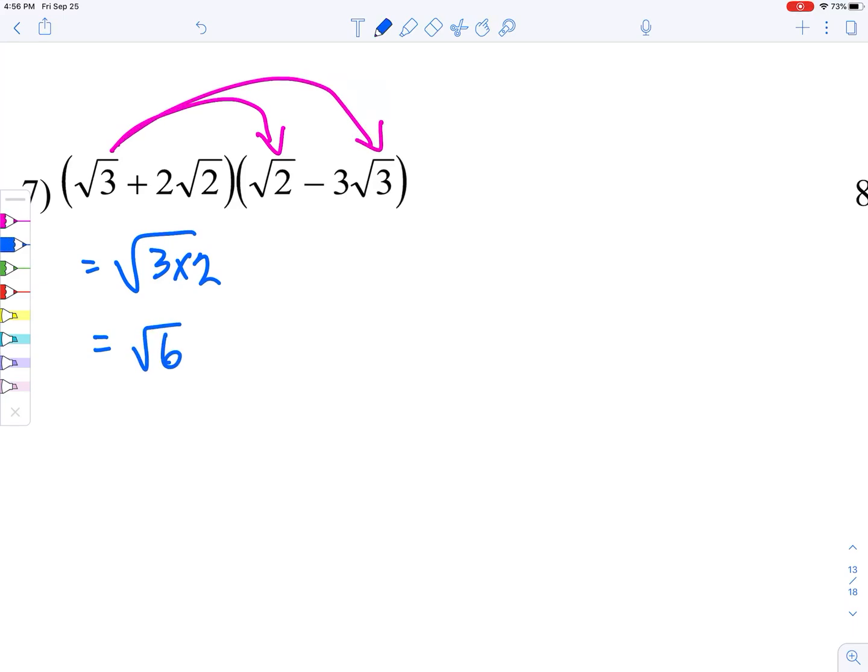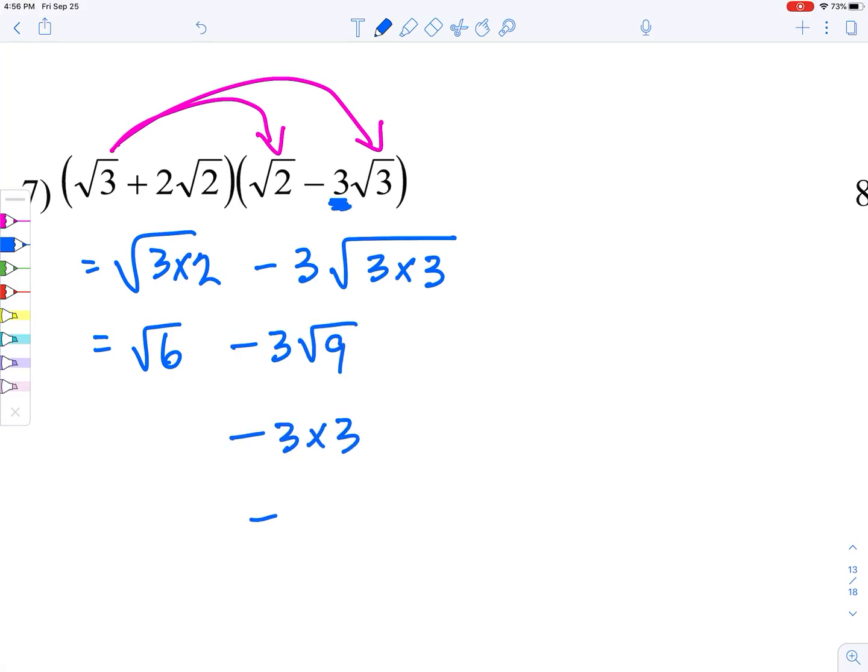The next one, this 3 stays outside, so minus 3 outside, and then inside is going to be 3 times 3. So minus 3 root 9. That's going to be just minus 3 times 3, which is 9. I hope you followed that. So that 9 was that. We still have the root 6 at the start.